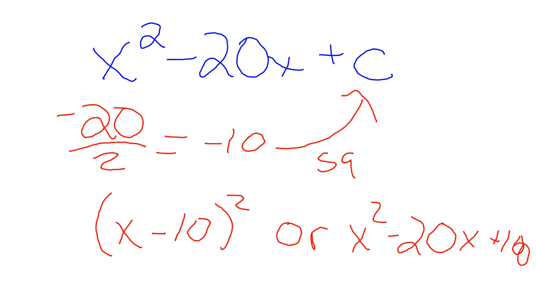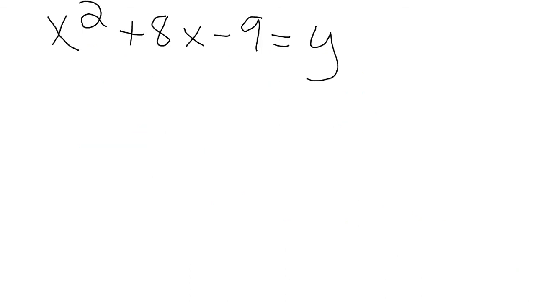On the next one, we're going to take it a little bit further and solve using completing the square. Okay, the problem we're going to do right now is x squared plus 8x minus 9 equals y. If you remember when we factored, what we did is we took out the y and put in a 0. So we're going to do the same thing right now. We're going to go x squared plus 8x minus 9 equals 0.